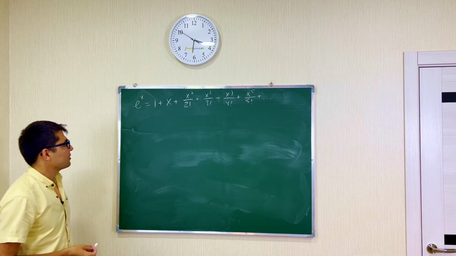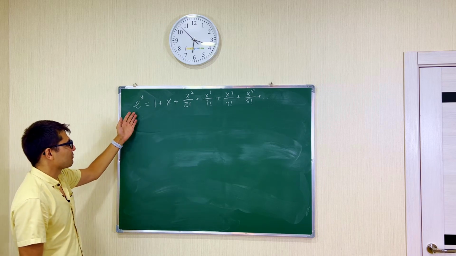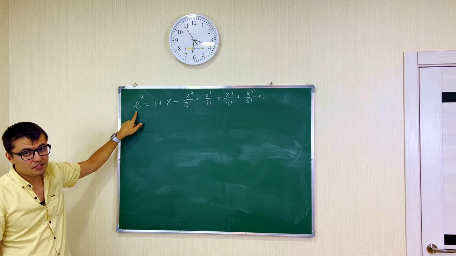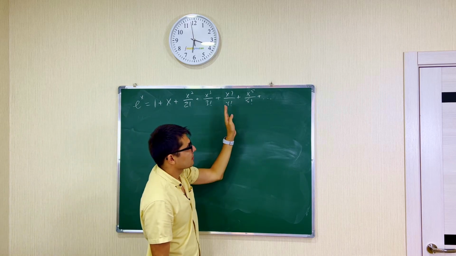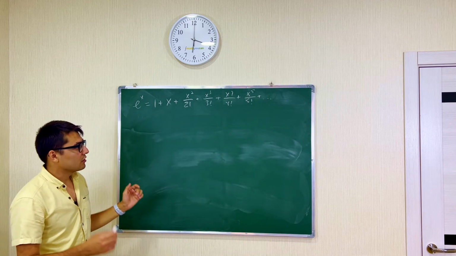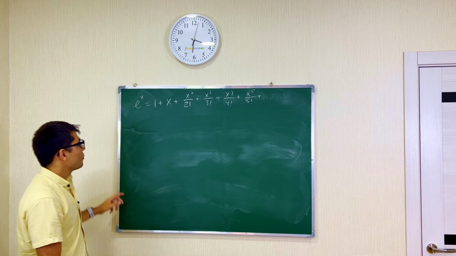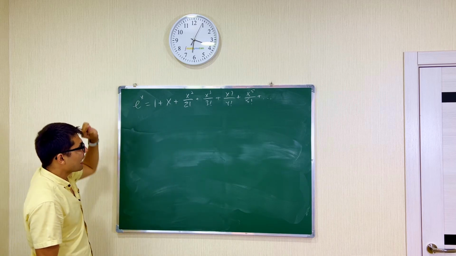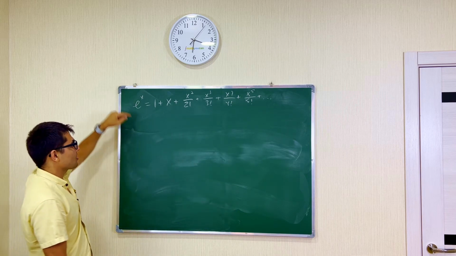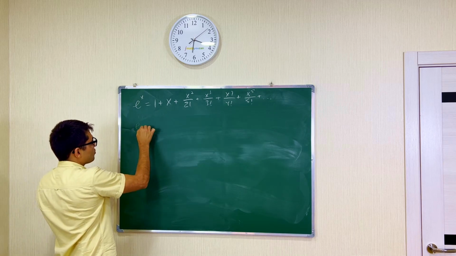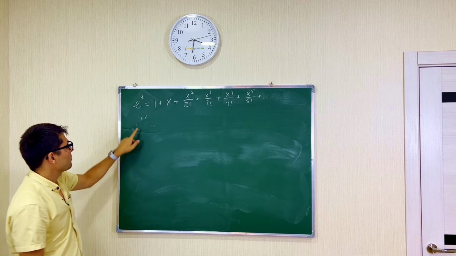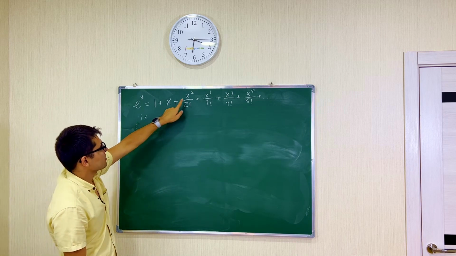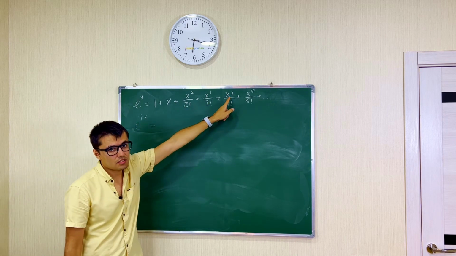For Euler's formula, first of all, we already showed that e to the power of x equals this series, and it has a continuation. Now in Euler's formula, we just substitute i times x instead of x. So I substitute i times x everywhere, here, here, here, everywhere.